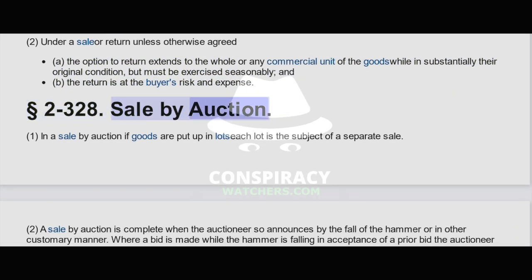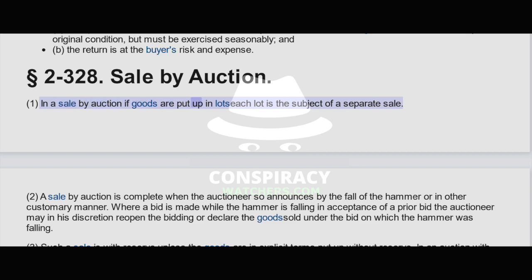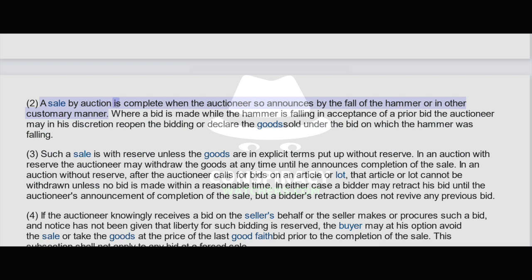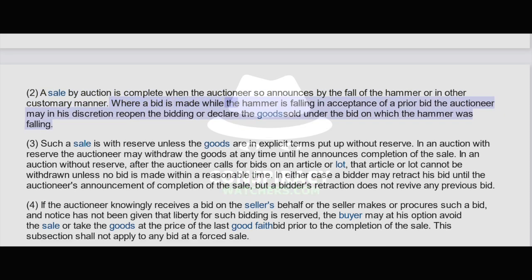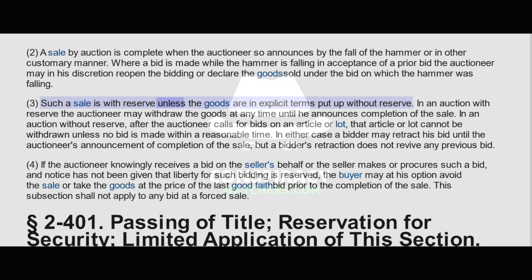Sale by auction. In a sale by auction, if goods are put up in lots, each lot is the subject of a separate sale. A sale by auction is complete when the auctioneer so announces by the fall of the hammer or another customary manner. Where a bid is made while the hammer is falling in acceptance of a prior bid, the auctioneer may in his discretion reopen the bidding or declare the goods sold under the bid on which the hammer was falling. Such a sale is with reserve unless the goods are in explicit terms put up without reserve.